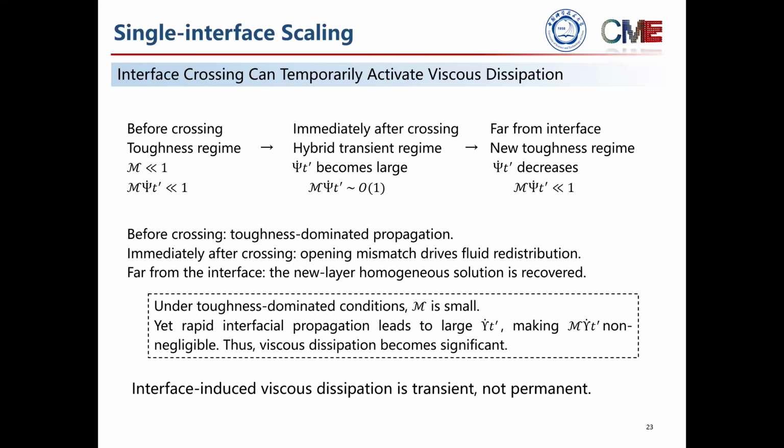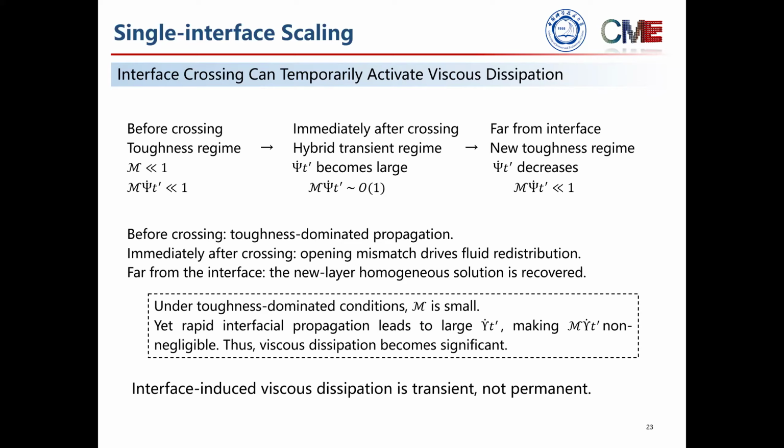The physical sequence is shown here. Before crossing, the fracture is in a toughness-dominated regime. Both the classical viscous term and the interface-induced convection are small. Immediately after the crossing, the tip enters the new layer. However, the required opening changes abruptly. Fluid must be redistributed. The rate of evolution of phi becomes large, and the interface-induced viscous contribution can become an order one effect.